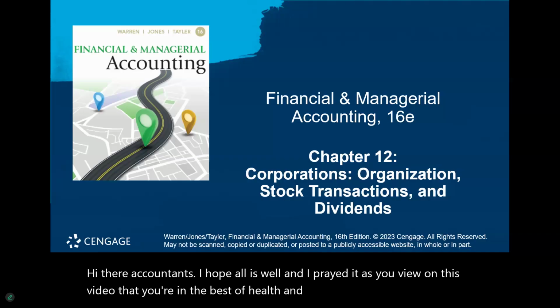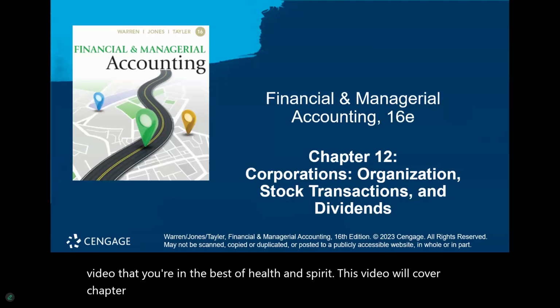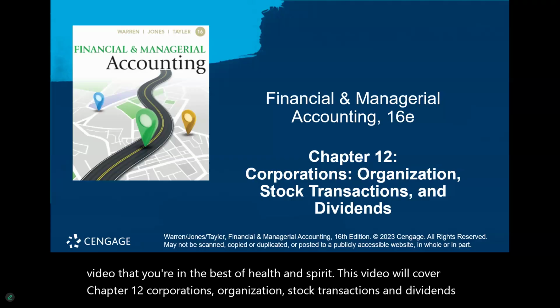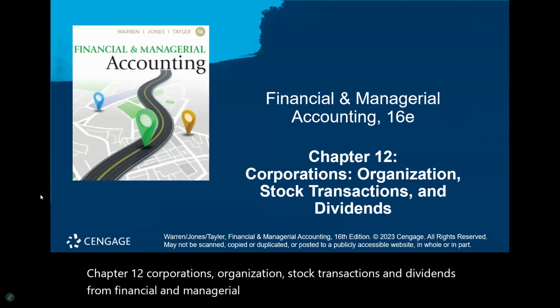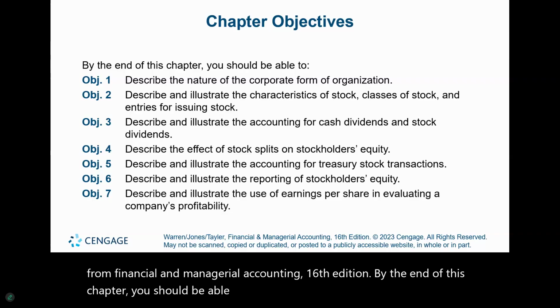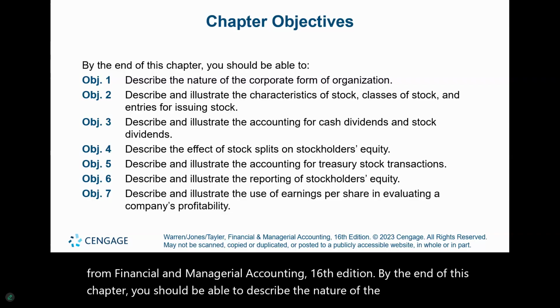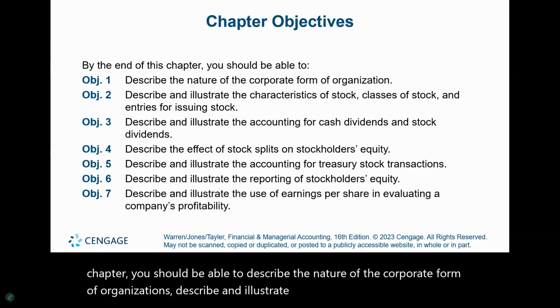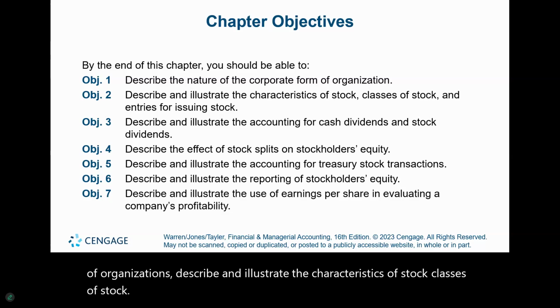This video will cover Chapter 12, Corporations, Organization, Stock, Transactions, and Dividends from Financial and Managerial Accounting, 16th edition. By the end of this chapter, you should be able to describe the nature of the corporate form of organizations, describe and illustrate the characteristics of stock, classes of stock, and the journal entries required when stock is being issued.